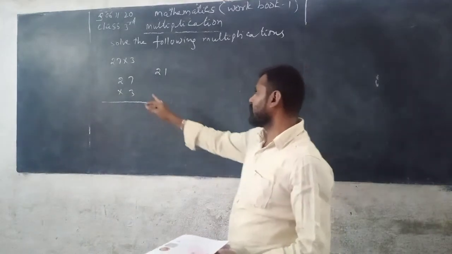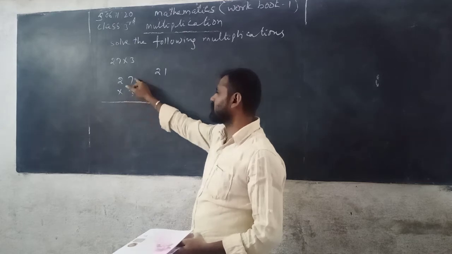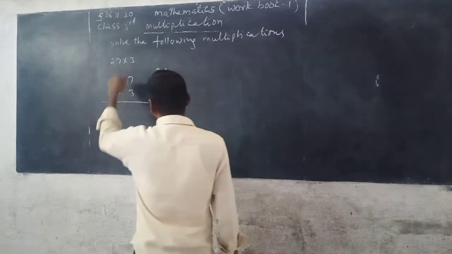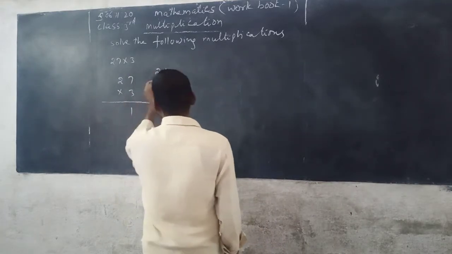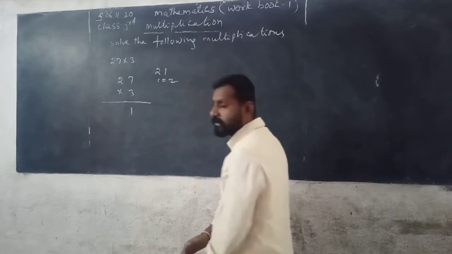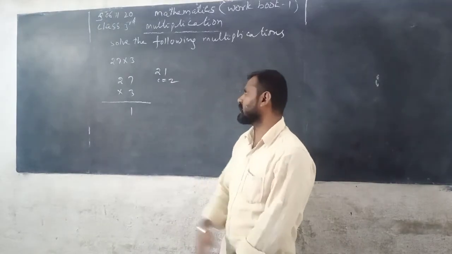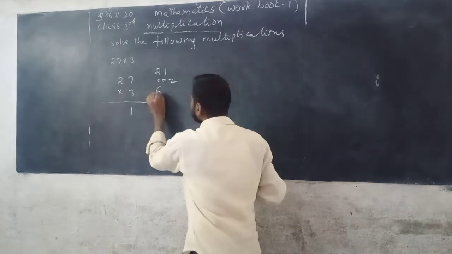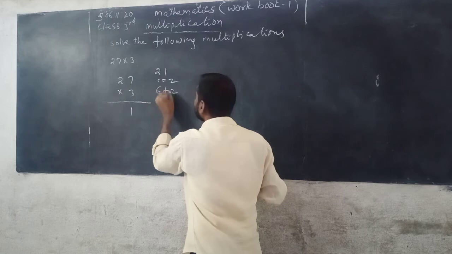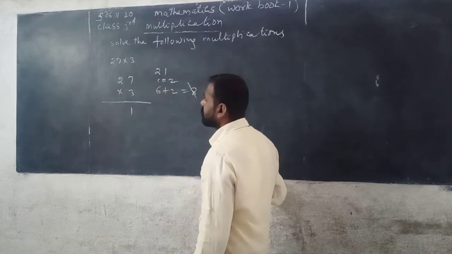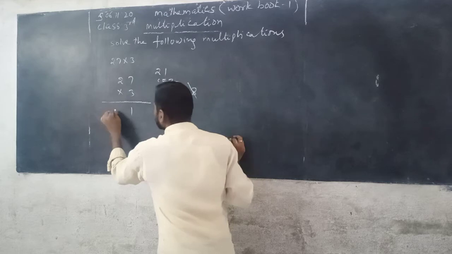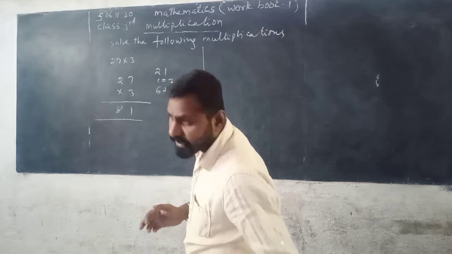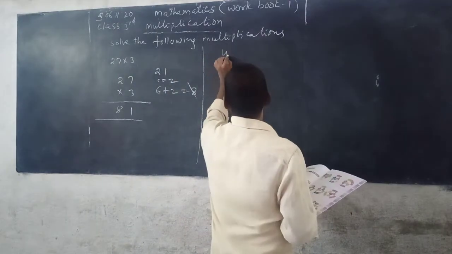See here, 7 is multiplied with 3. You can read 3 table. 3 7s are 21. So 21 is a 2-digit number. In it, 1 is taken and written down as the product of ones place. The remaining number 2 is the carry. Now next we multiply the digits in tens place, that is 2 with 3. You can read 3 table. 3 2s are 6. Then 2 is added to 6, so you get 8. So 8 is written down as the product of the tens place. So product is equal to 81.